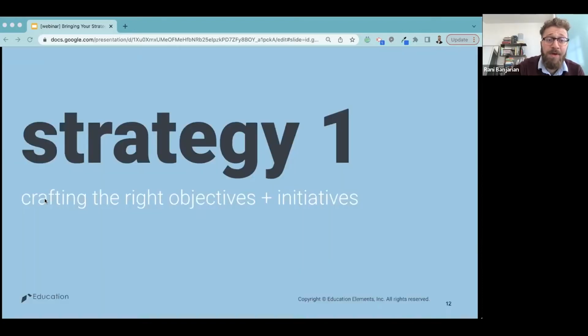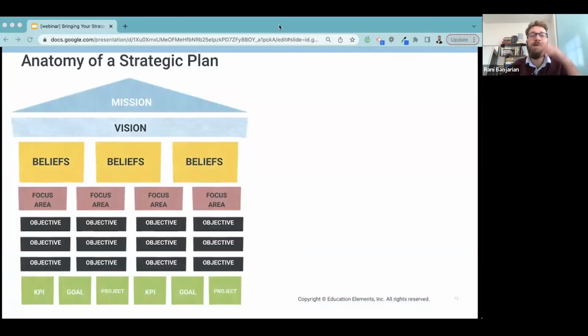Thank you, Samantha. So the first of the 3 strategies is thinking about crafting the right objectives and initiatives. And one of the ways that we found that has been really powerful in understanding what even is a strategic plan is thinking of the anatomy of a strategic plan as a house or a building or a structure, starting with the roof and the awning at the top, all the way down to the foundations of the house.